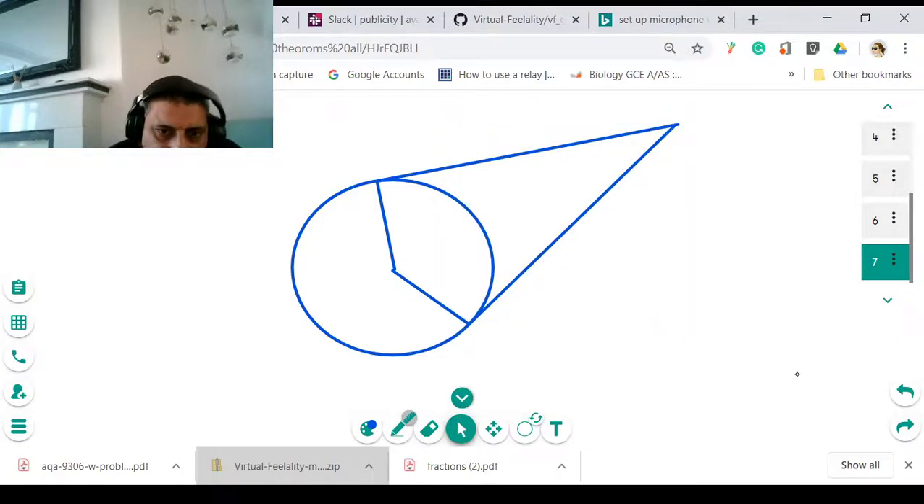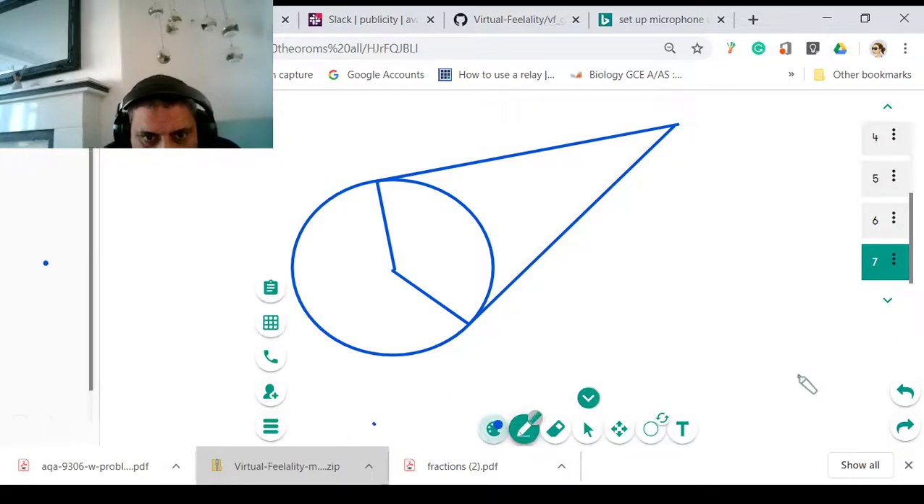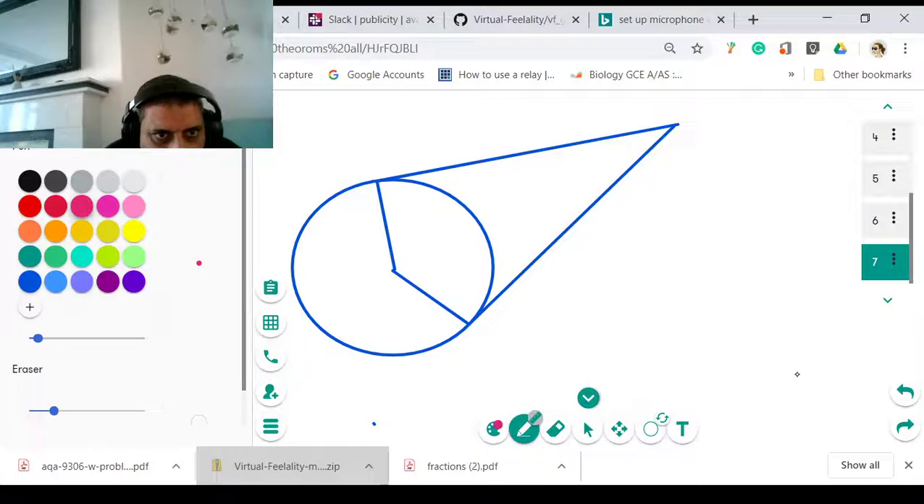Alright, so a tangent. If you've got two tangents that start from the same point, if they all start from the same point, you've always got 90 degrees, as long as your radius. Well, that part doesn't matter. If you've got a tangent touching a radius, it's at 90 degrees. If they start from the same point, these two are the same length.